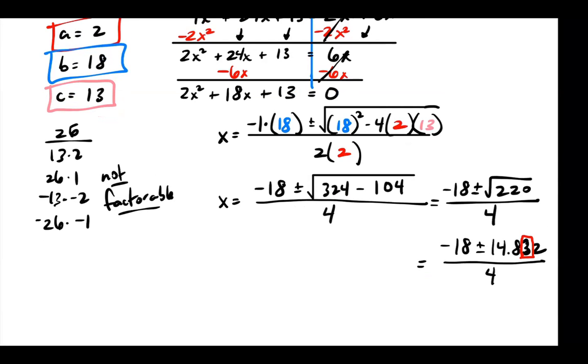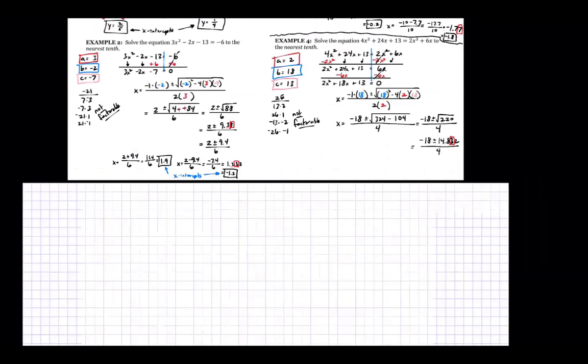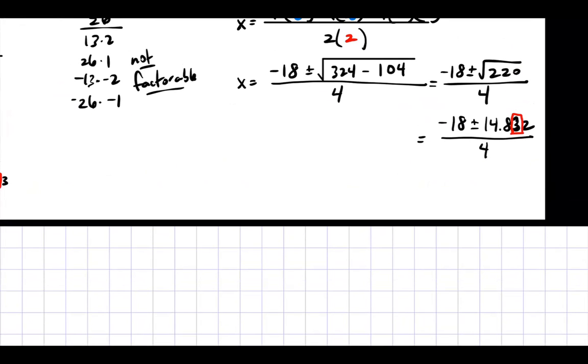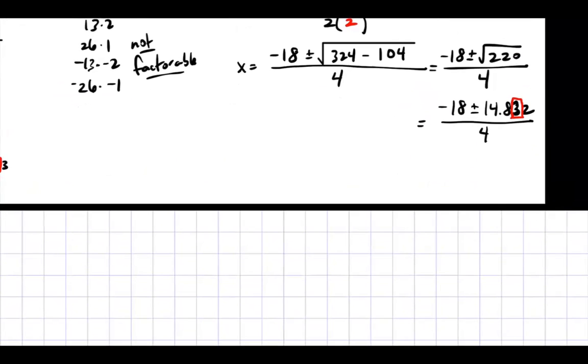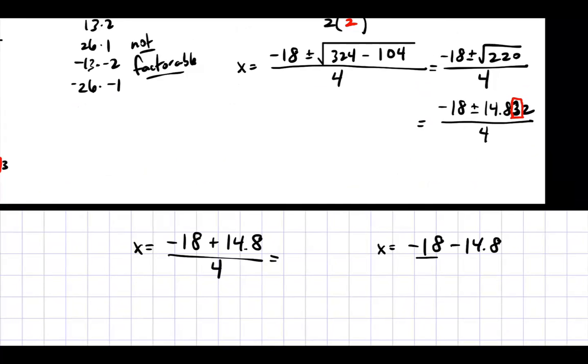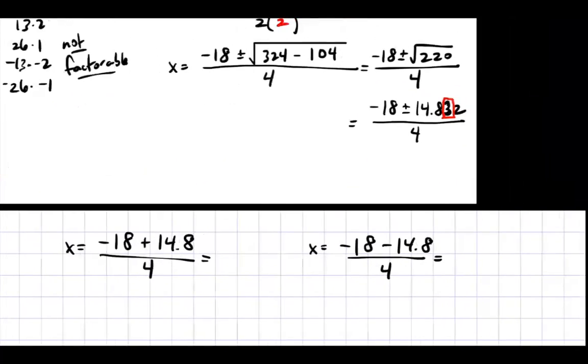So the last thing I'm going to do is I'm going to solve it twice. Negative 18 plus 14.8 divided by 4. And then negative 18 minus 14.8 divided by 4.